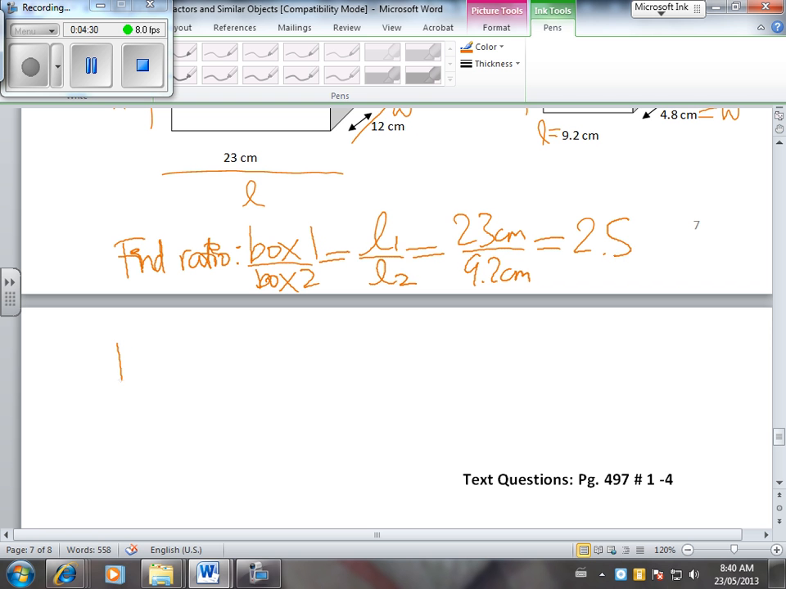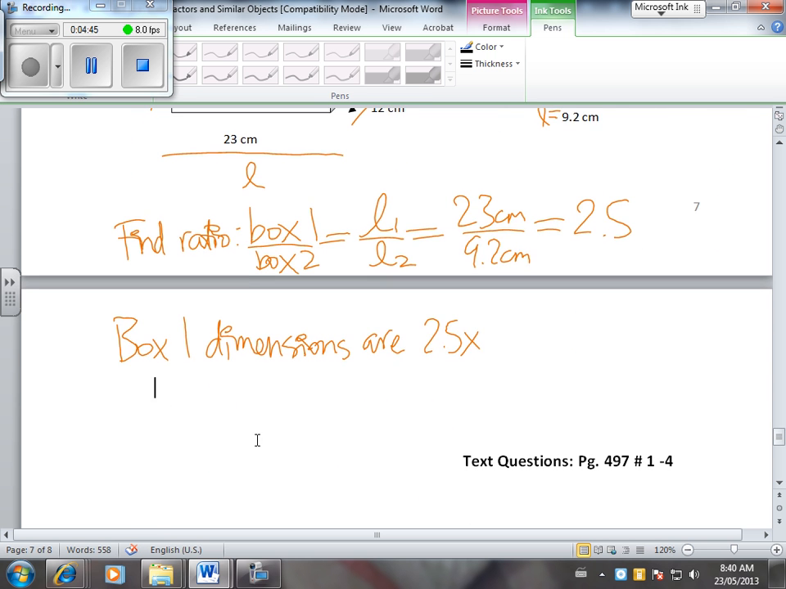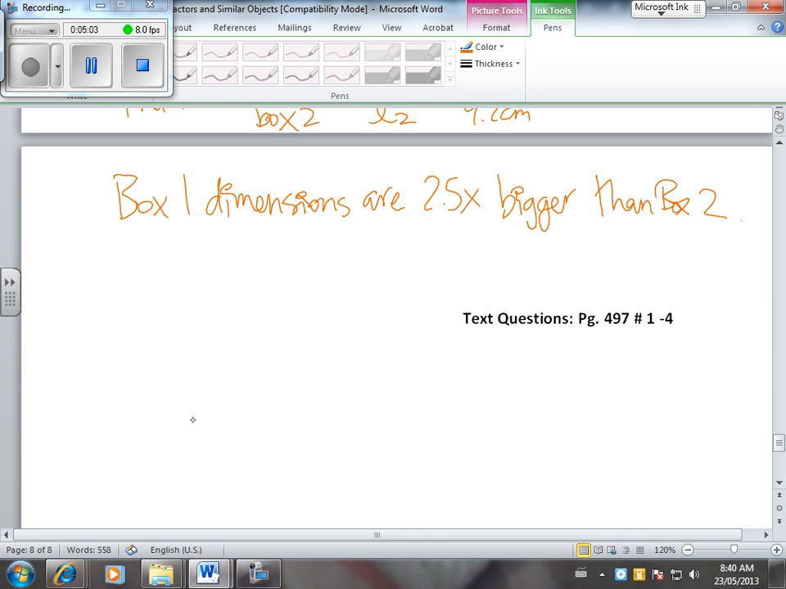So that means that the dimensions of box 1 are 2.5 times. Now, is box 1 bigger or smaller than box 2? Hopefully you can see that it is bigger. So the dimensions of box 1 are 2.5 times bigger than box 2. And so that means that if we want to find the height of box 2, we have to take height of box 1, and what are we going to do? Divide or multiply by 2.5.